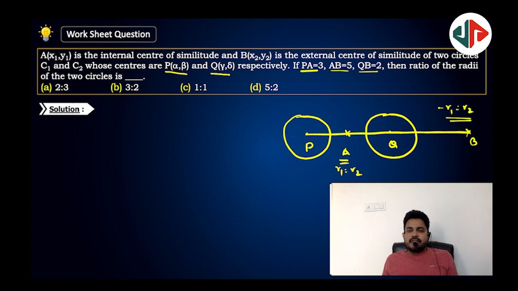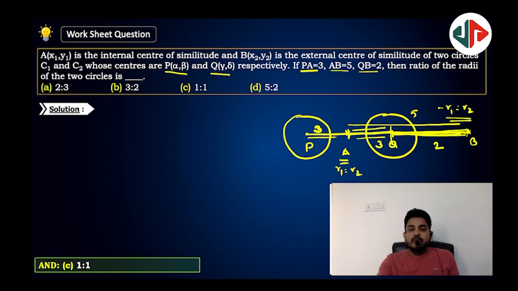So PA is 3 units, AB is 5 units, QB is 2 units. So this total length is 5 units, this length is 2 units, so automatically this is 3 units. From here to here it is 2 units, and from here to here it is 3 units. So R1 is to R2 is 3 is to 3, so the answer is going to be 1 is to 1.